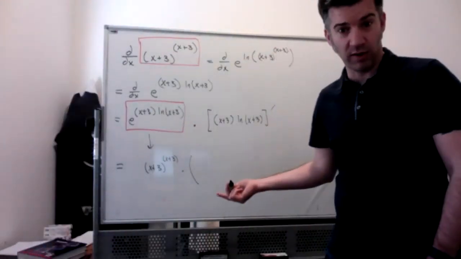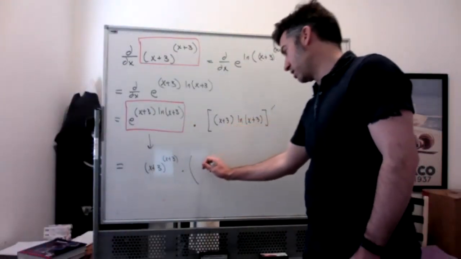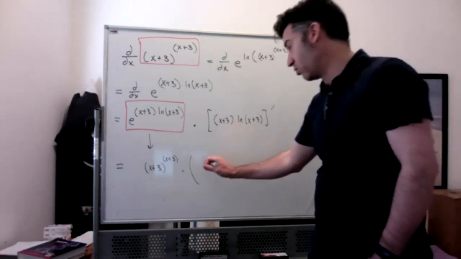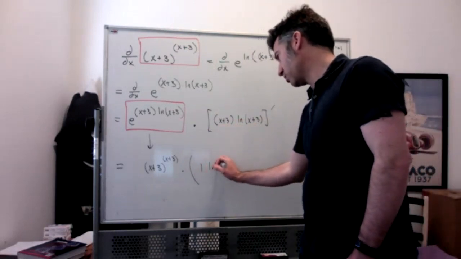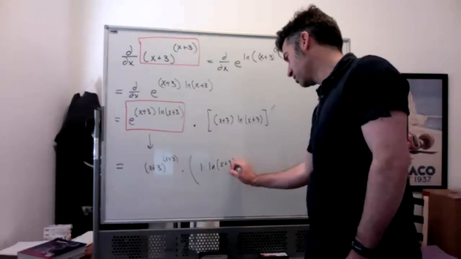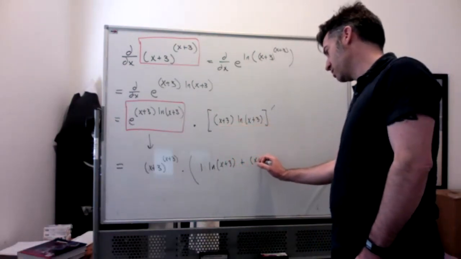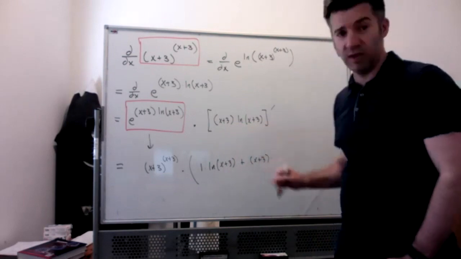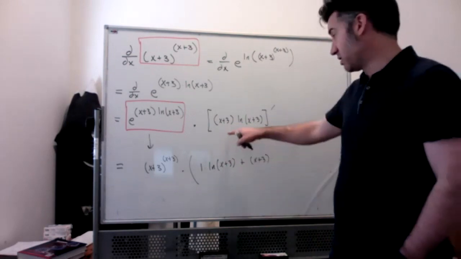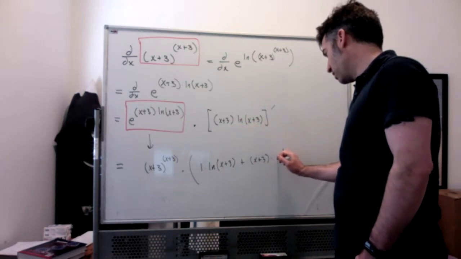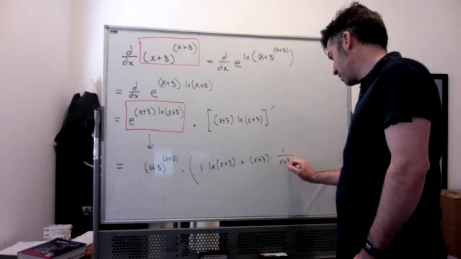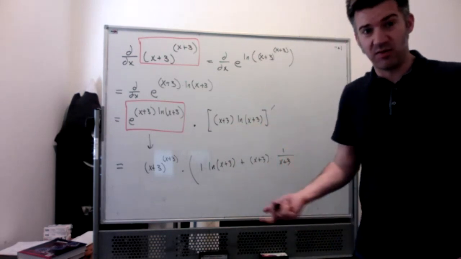So we're going to use the product rule. We're going to get the derivative of x plus 3, which is 1, times the natural log of x plus 3, plus x plus 3 times the derivative of the natural log of x plus 3. The derivative of the natural log of some stuff is 1 over the stuff times the derivative of that stuff, and the derivative of that stuff here is just 1.